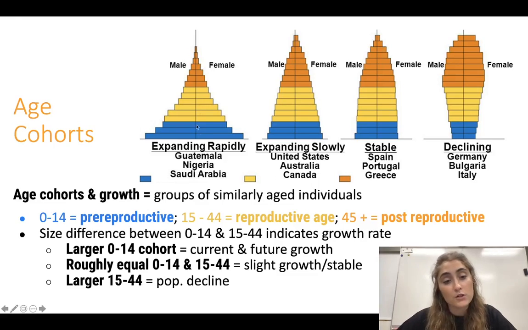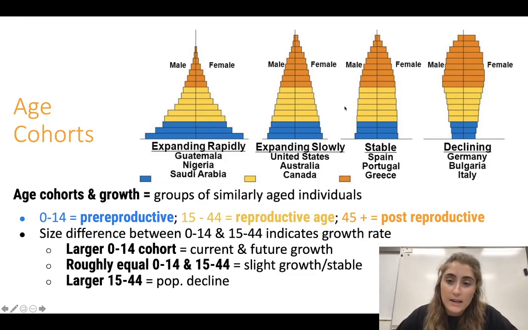So if you look at this first pyramid, for instance, we have a really large base to our pyramid. This is a really dramatic pyramid shape. So our 0 to 14 cohort is really large. This is very indicative of a fast growth rate, which means these members of the population will eventually be these members of the population, and they're all going to have offspring. So the base of the pyramid will continue to get larger and larger. So this would be a rapidly growing population.